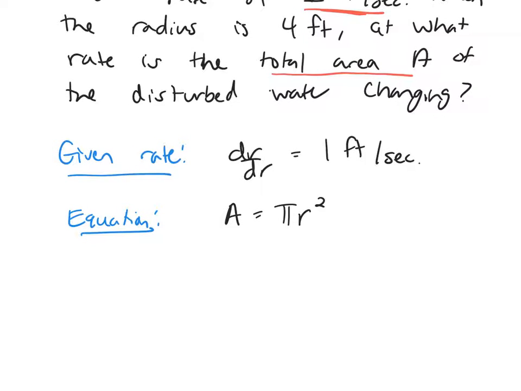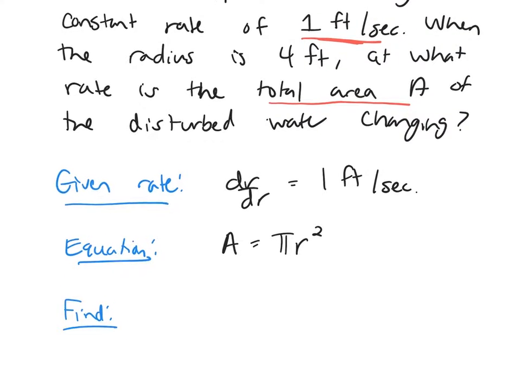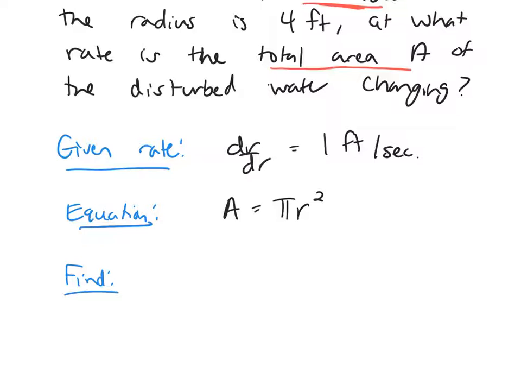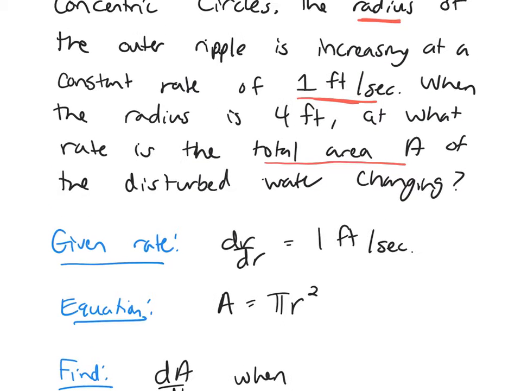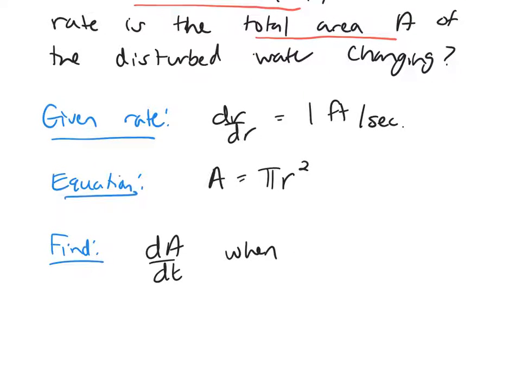And let's identify what we need to find now. What's the problem asking me for? At what rate is the area changing? So they want me to figure out what dA/dt is when the radius is 4 feet. So when r equals 4. So we took that big word problem and we identified those 3 components we need: what was I given, the given rate, what equation do I need, and what am I asked to find.